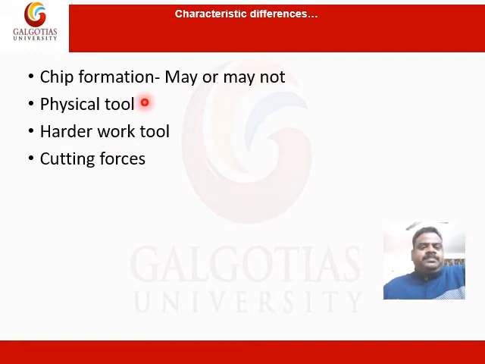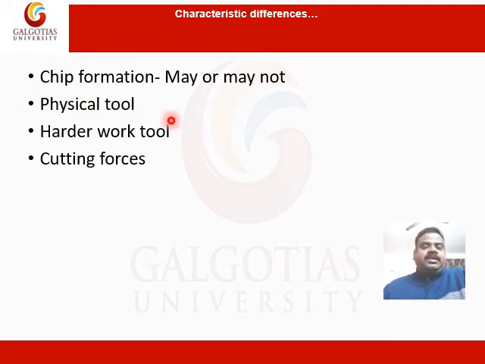In conventional machining, a physical tool is definitely present. In non-conventional machining, it may or may not be present. For example, in laser beam machining, machining is carried out by a laser beam, whereas in electrochemical machining, there exists a physical tool. So in non-conventional machining, a physical tool may or may not be present.